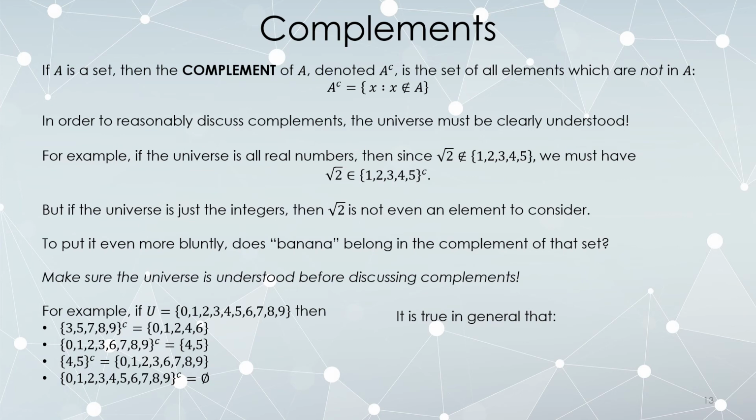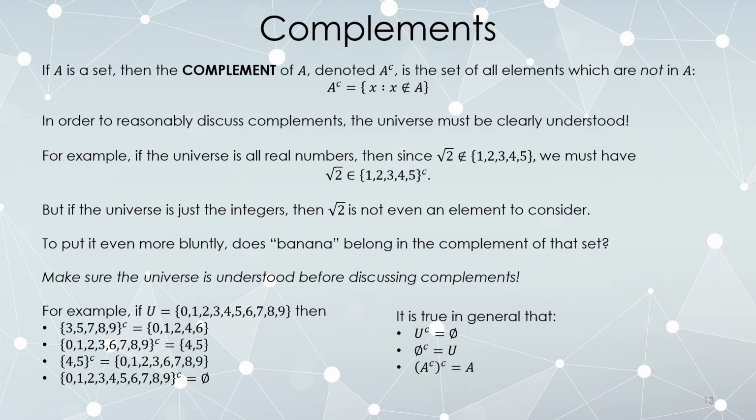So it's true in general, in fact, that the complement of the universe is the empty set. Okay, if I'm only allowed to consider elements of the universe, and then I ask what are the things that are not in the universe, well, nothing. The complement of the empty set is also the universe. Okay, what are the things that are not in the empty set? Everything that I could possibly consider.